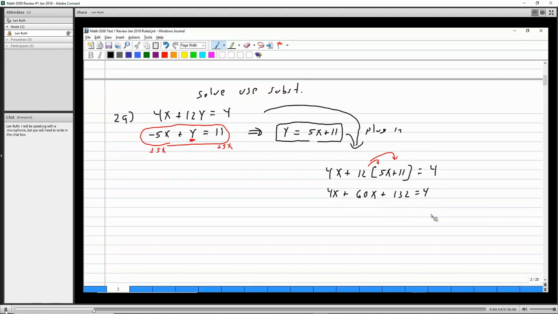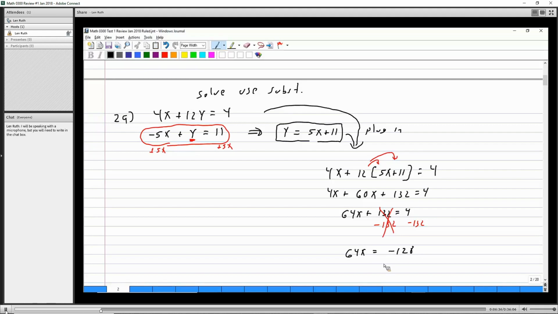And then you have a couple like terms. You can add the 4 and the 60x together to get 64x. Plus 132 is 4. I want to isolate the x term, so I'm going to subtract 132 from both sides. And then the left side is just going to be 64x. Right side is minus 128.